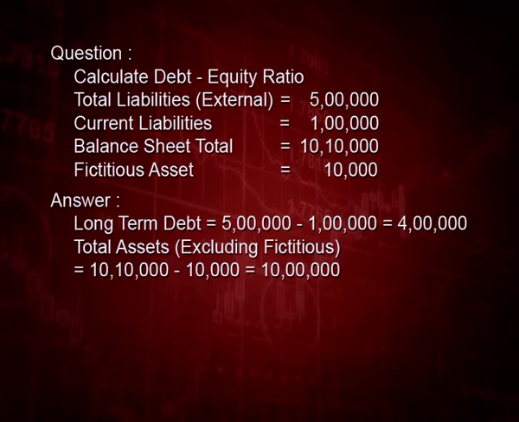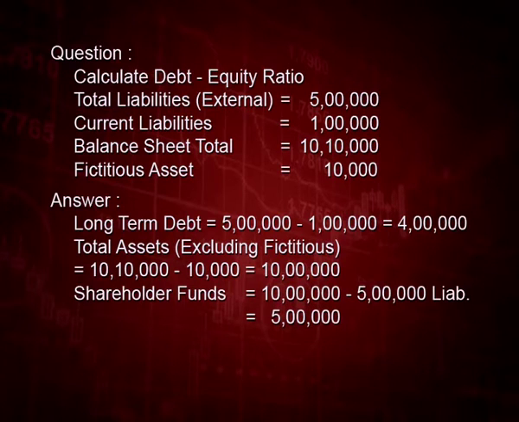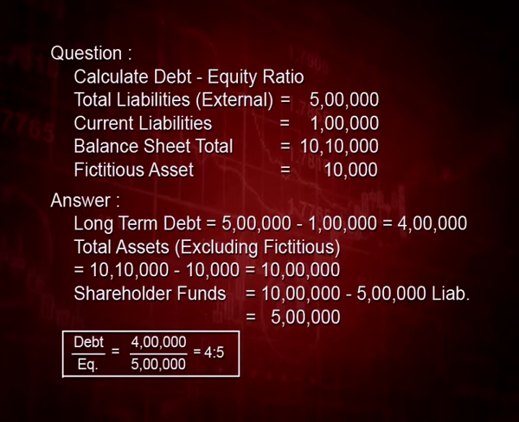Now, let us start with the solution. The long term debt, as I told you, is 4 lakh, 5 lakh minus 1 lakh. The total asset will be the balance sheet total of 10 lakh 10,000 minus 10,000. What was that 10,000? Yes, fictitious asset. So, our asset will be 10 lakh. Now, shareholder funds is equal to total assets minus total liabilities, which makes it 10 lakh minus 5 lakh, that is 5 lakh. Now calculate debt equity ratio. Debt is 4 lakh and equity is 5 lakh. So, the ratio becomes 4:5.